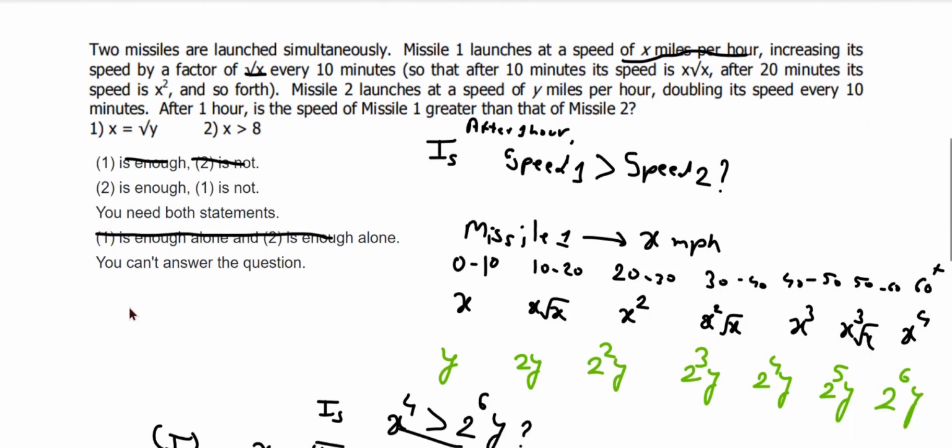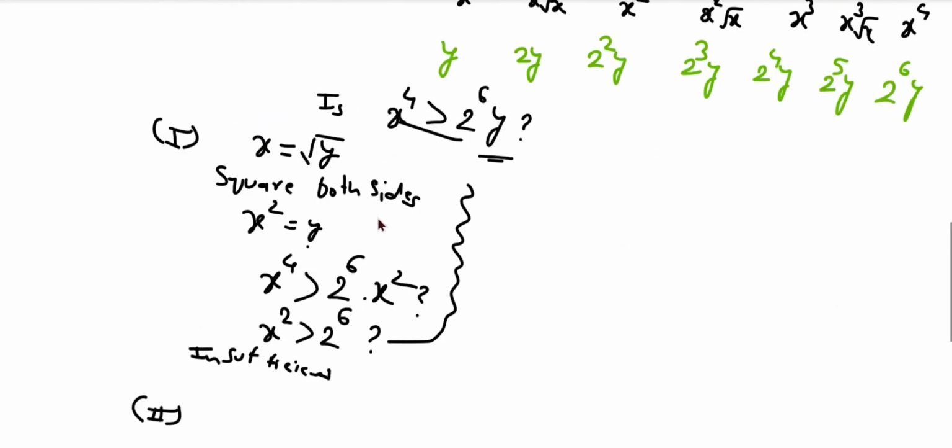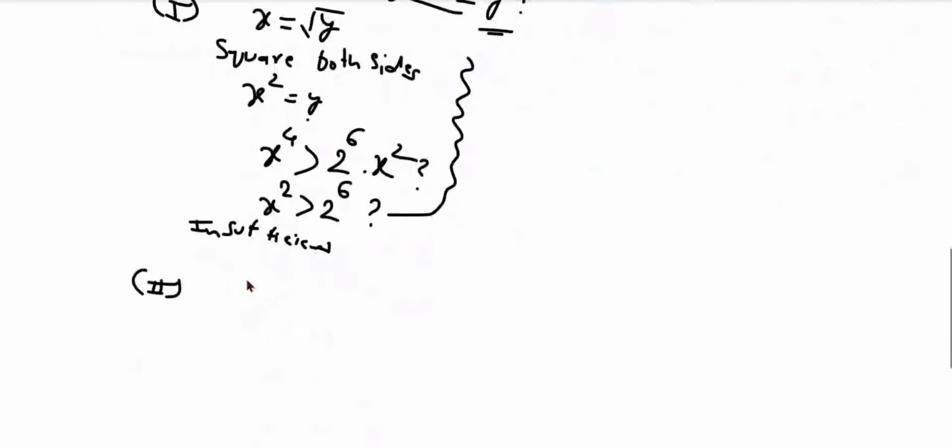Now let's go to the second statement. It says x is greater than 8. So now we are going to forget about statement 1. Erase it from your memory. You haven't done anything. Now let's focus on the question stem and the statement. You're given x is greater than 8. Does it help? No, we don't know anything about y. It tells us nothing about the relationship between x and y. So definitely not sufficient.